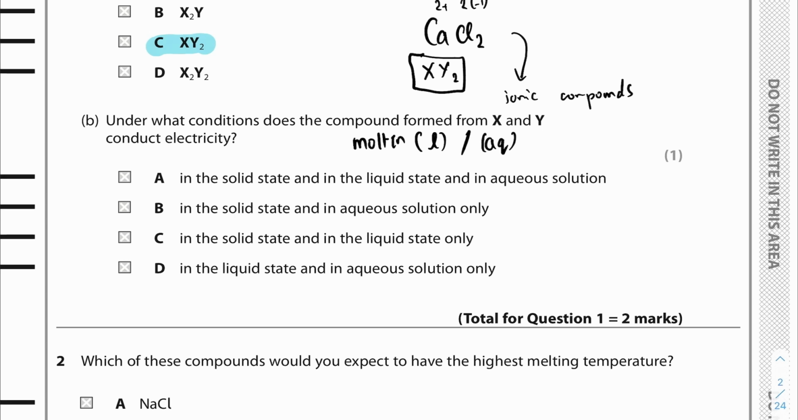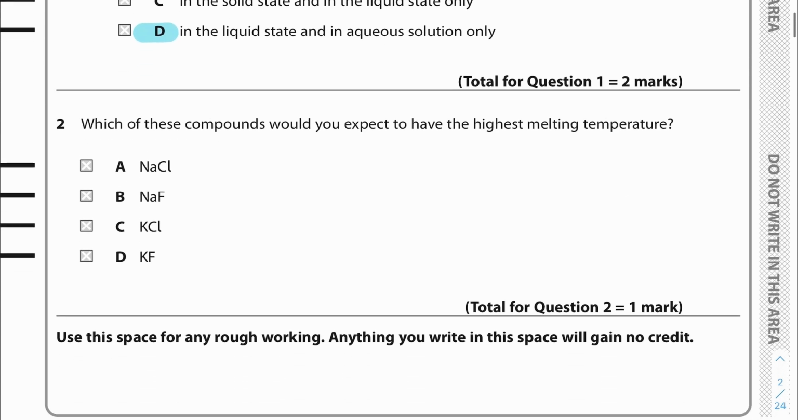Okay, so let's see what we have here. Option A says solid state, so automatically no. It doesn't conduct electricity in the solid state, so C also no. So just by the process of elimination, we know it's D. Alright, so now we have question number 2.